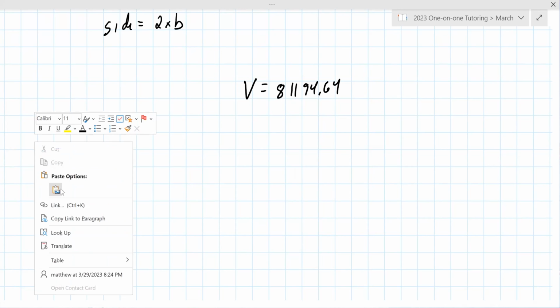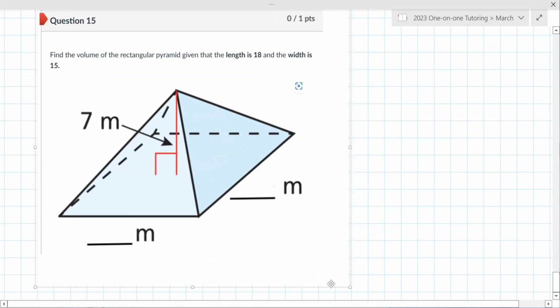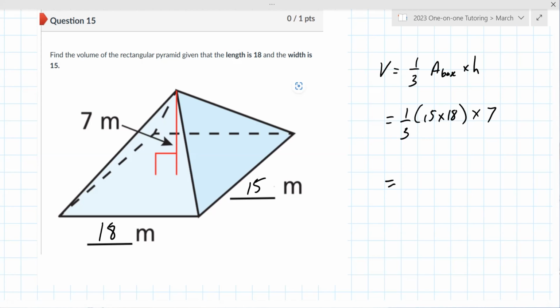All right, next problem here. 15. Find the volume of the rectangular pyramid given that the length is 18 and the width is 15. It doesn't matter which one you choose. Since it's a rectangle, you've got to find the area of that base. The volume is 1/3 the area of the base times the height. So it's 1/3 15 times 18. That's a rectangle. Height is 7. Okay, I got 630.